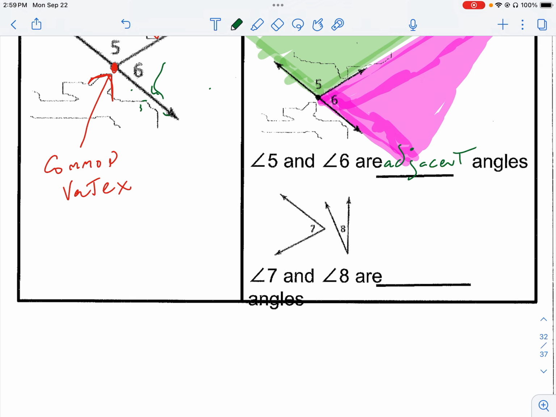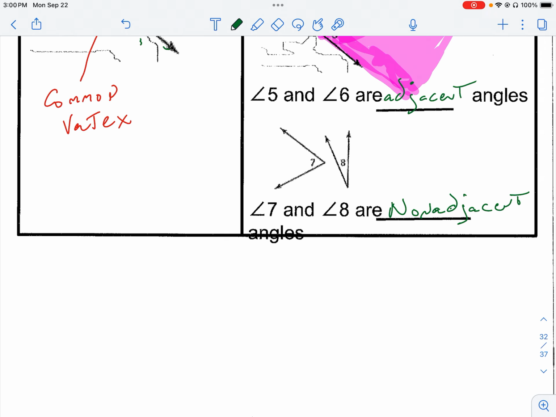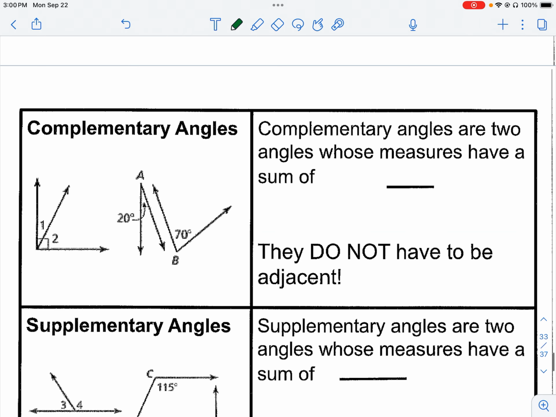whereas angle 7 and 8 are non-adjacent. They do not have a common vertex, they do not have a common side. And these two don't have common interior points, but all three things need to be true, so they are non-adjacent.